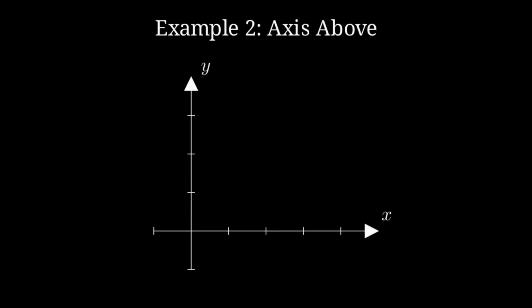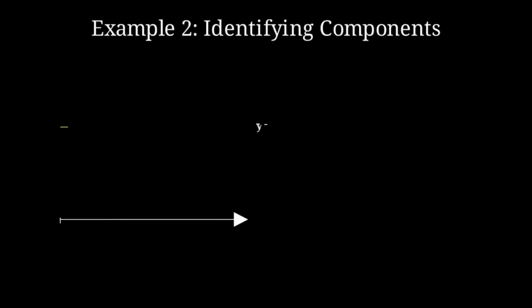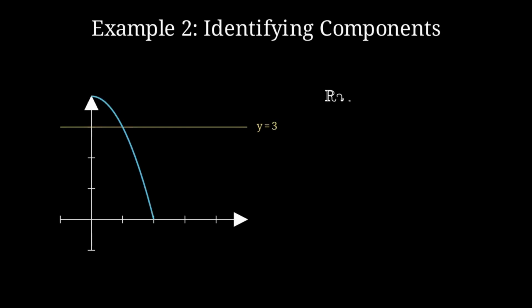Let's try one where the axis is above the region. We are rotating the area under x equals 4 minus y squared around the line y equals 3. This will create a solid with a large central cavity. In this case, the radius is the top line 3 minus the variable y.